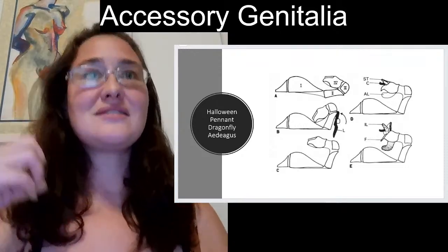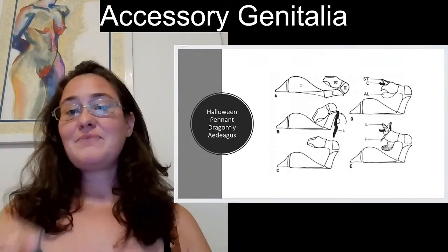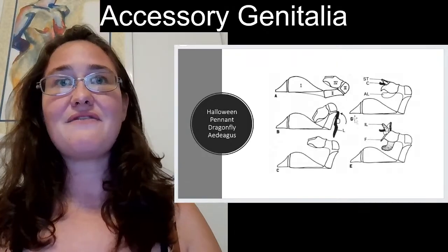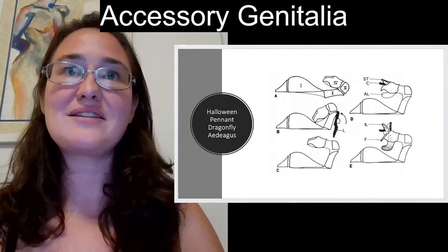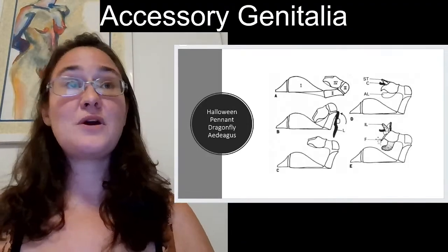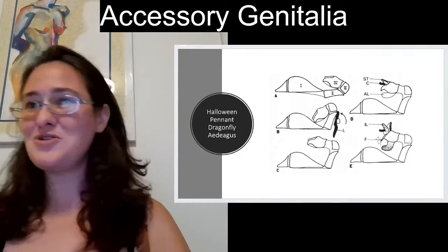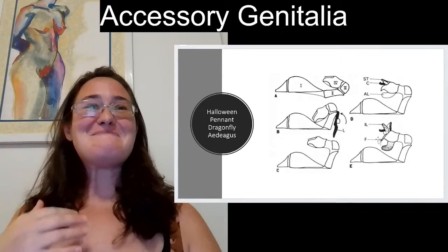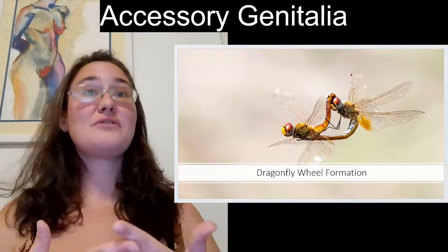All right, this is the aedeagus of a Halloween pennant, and you can see right here at the very end of the abdomen, you've got this little knife-like scoop. This isn't even transfer of sperm. This is just like, you don't have anything else in there right now, right? And he scoops all of that out. And then they're going to transfer.